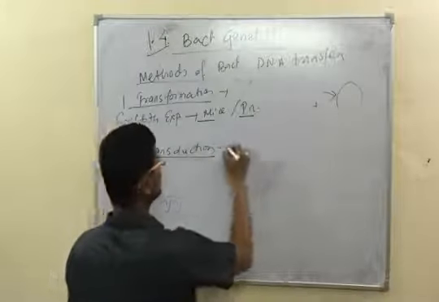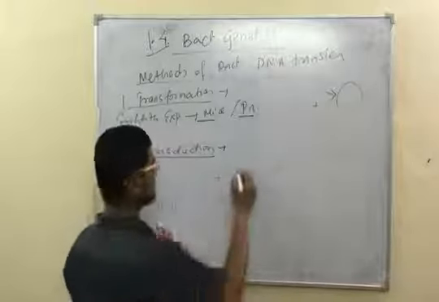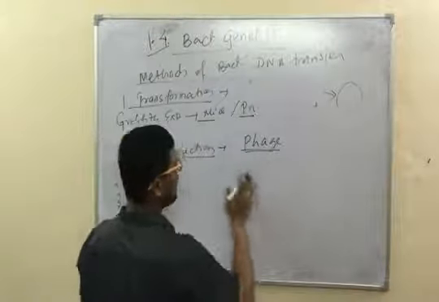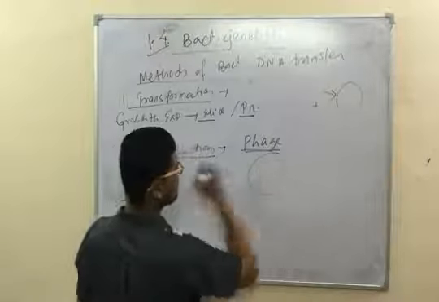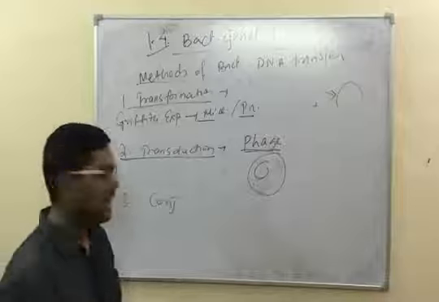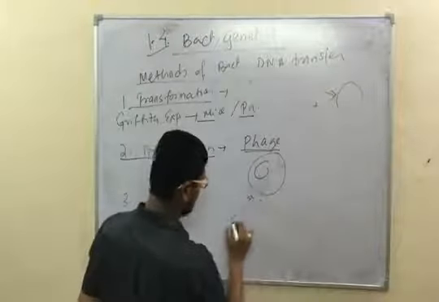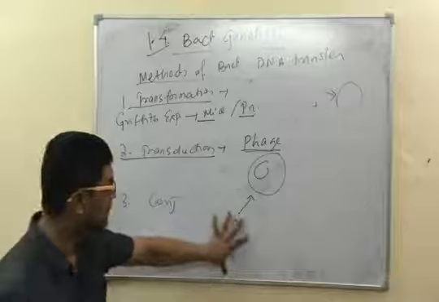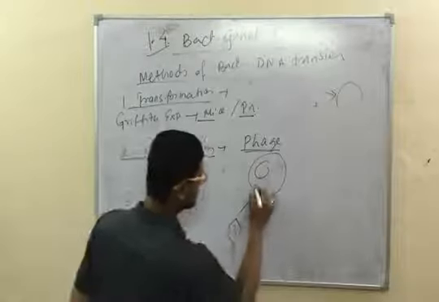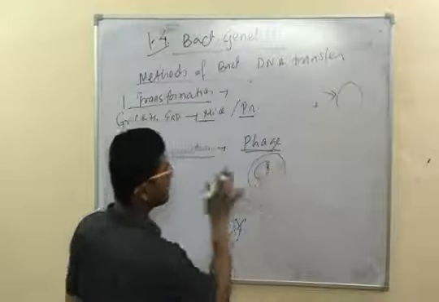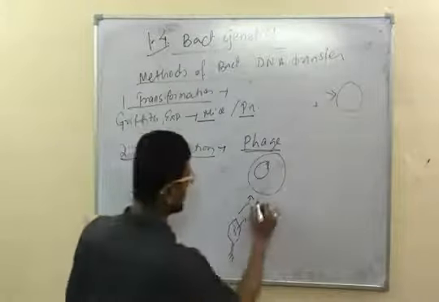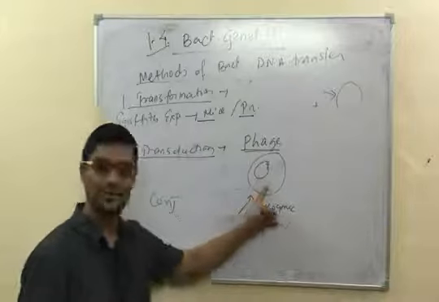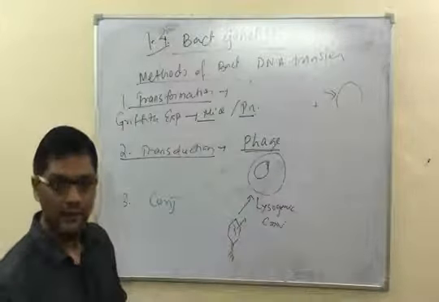Then transduction is the transfer of bacterial genes from one bacteria to another with the help of bacteriophages. You know that bacteriophages are viruses that infect bacteria. So if this is a bacteria and this is a bacterial chromosome, there are certain bacteriophages that can infect a bacteria. When a bacteriophage infects a bacteria, the phage DNA goes inside and gets integrated with the bacterial DNA. This is called lysogenic conversion. That is, the phage DNA goes inside the bacterial cell and gets integrated with the bacterial DNA.